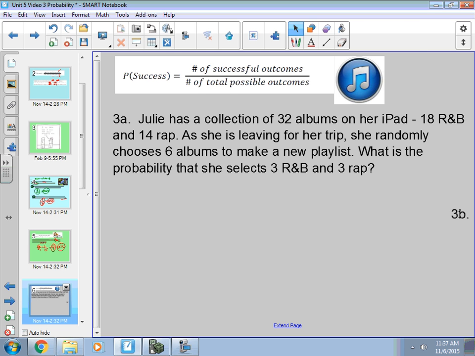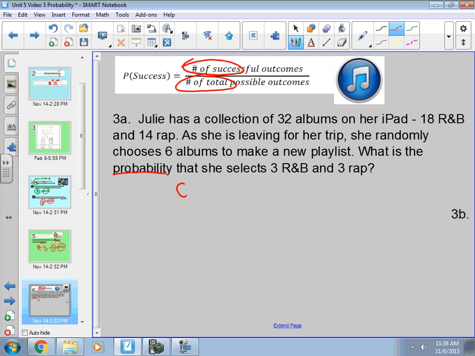Okay, so what we want to know is what is this probability? If you see the word probability, we're going to have to divide our number of successes out of our total. So what we need to figure out is how many ways she can randomly select the 3 R&B and 3 rap. It doesn't matter what order, just that we're selecting those ones. So this is another combination since we're selecting more than one.